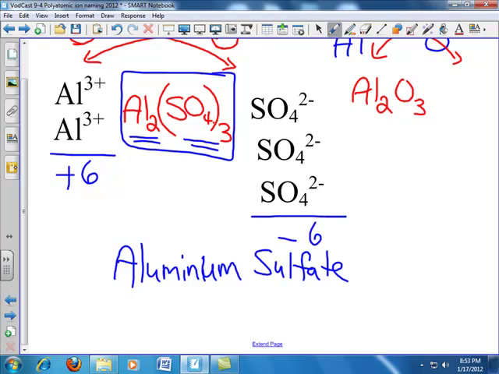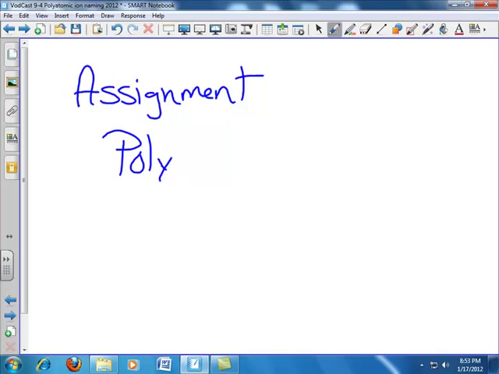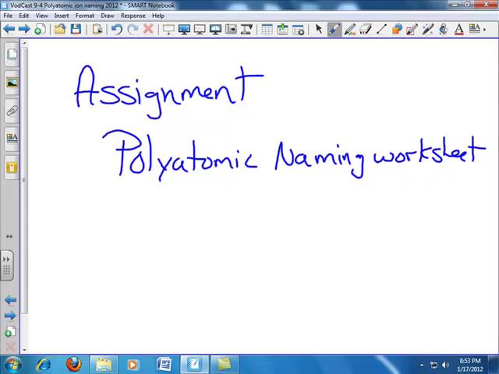Okay, so this is our polyatomic ion naming system, and your assignment right now is to do the polyatomic naming worksheet. Okay, so that should be where you go.